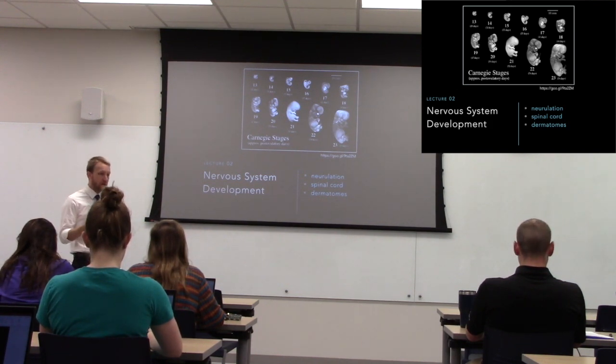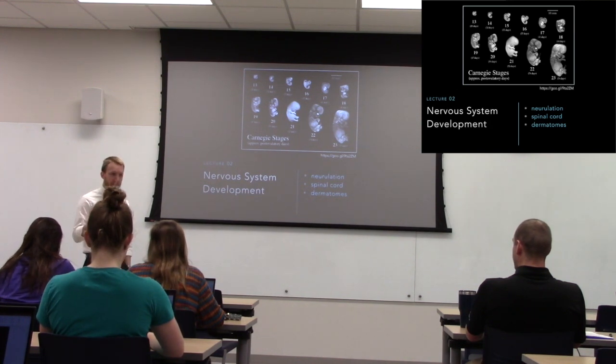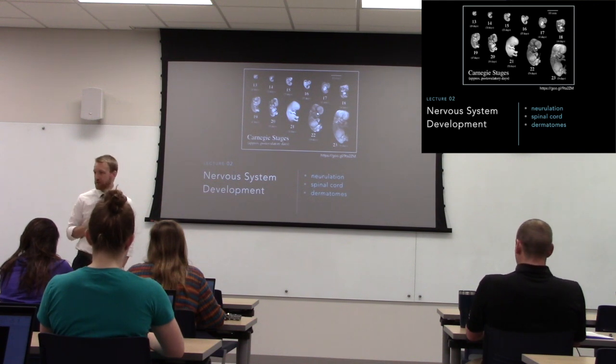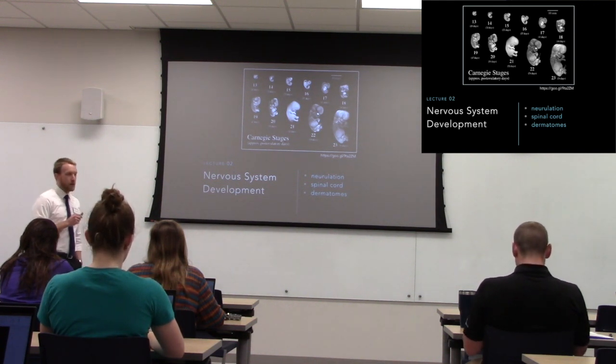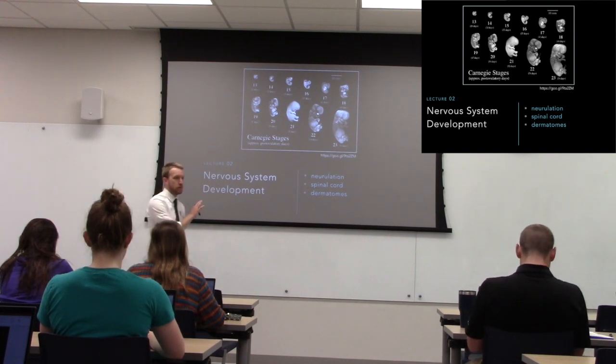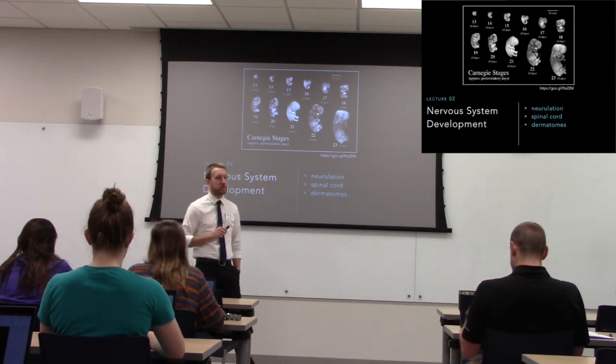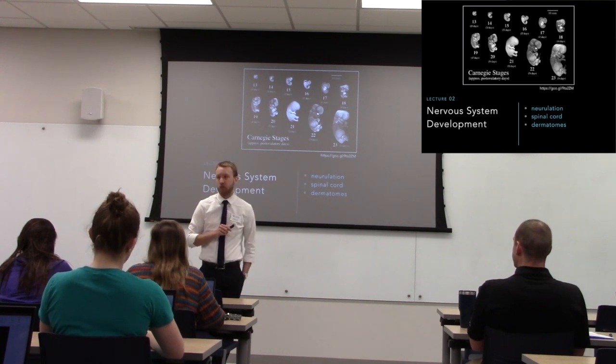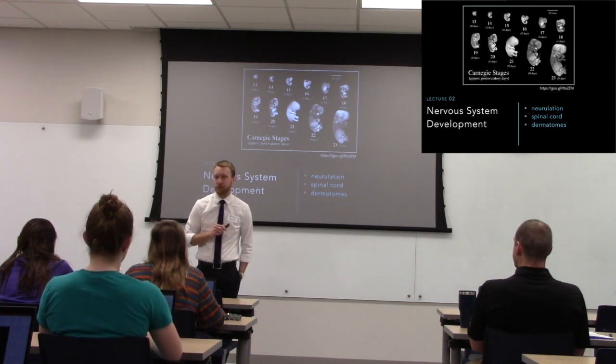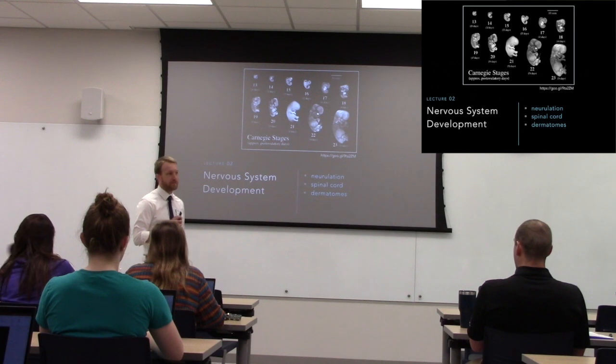We'll talk a bit about how the spinal cord is going to develop, how it knows which part to make motor and which part to make sensory. And then we'll just have a quick glance at our dermatomes. We'll look at innervation of the adult body by our spinal cord. You've had this before, I'm sure. So we'll breeze on through it.